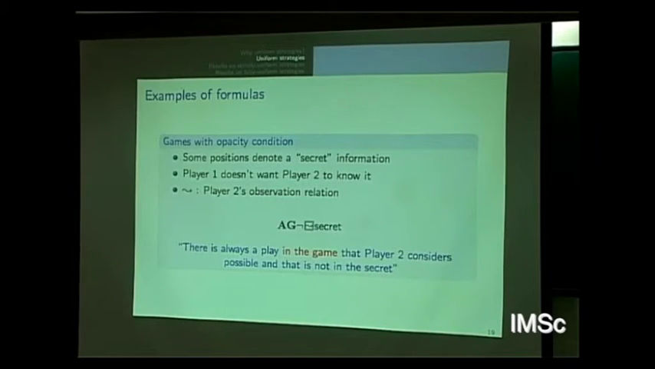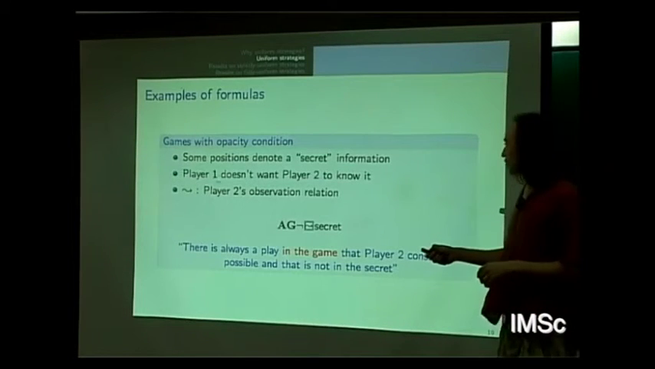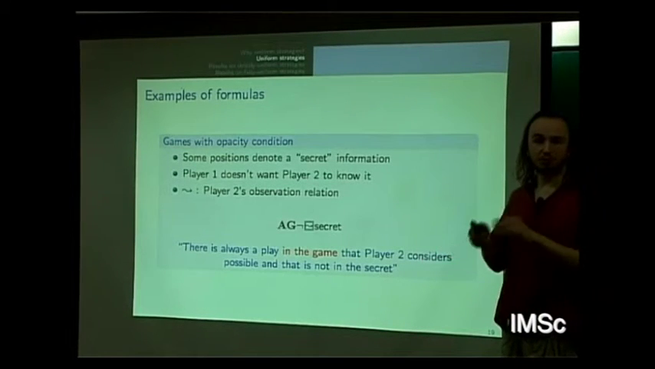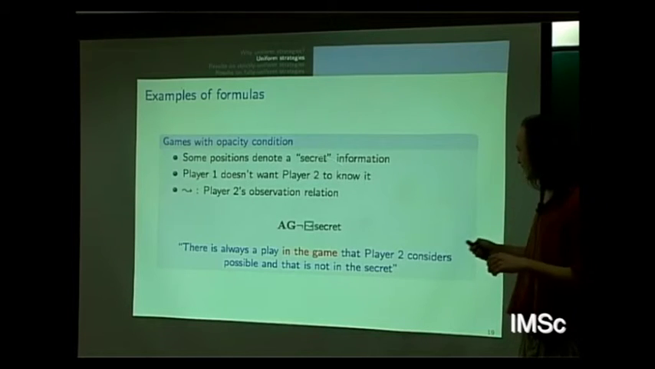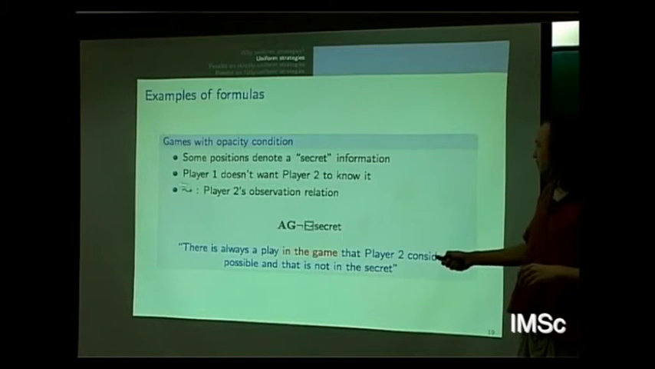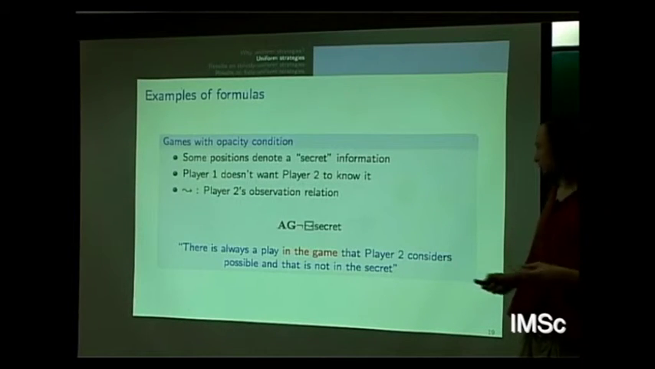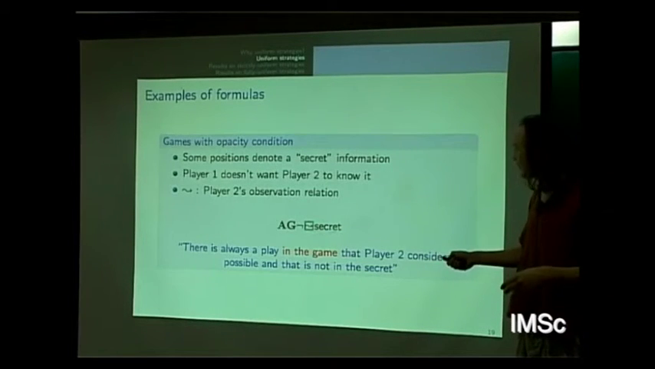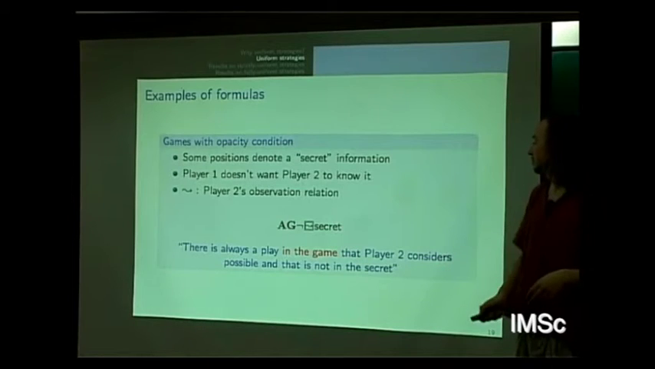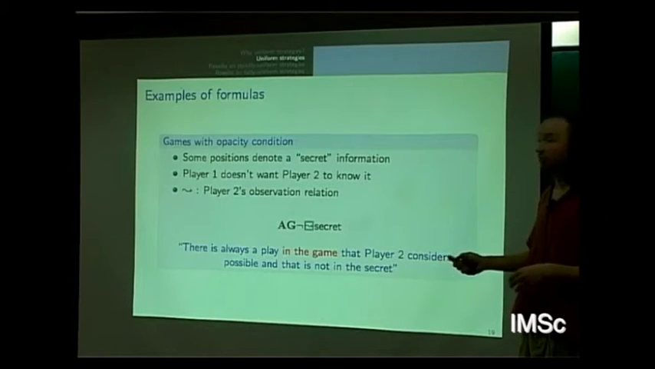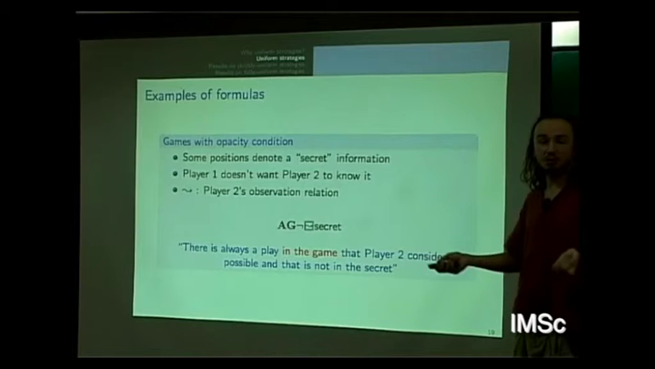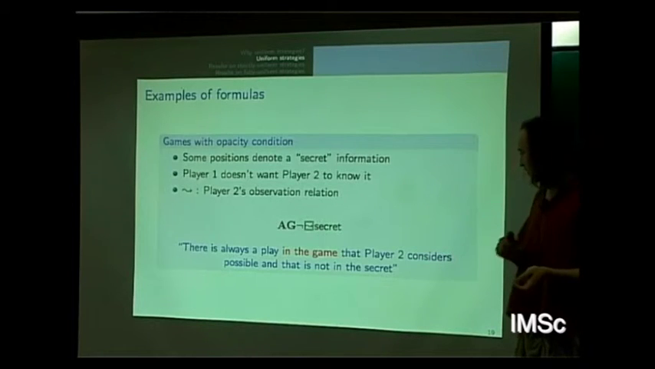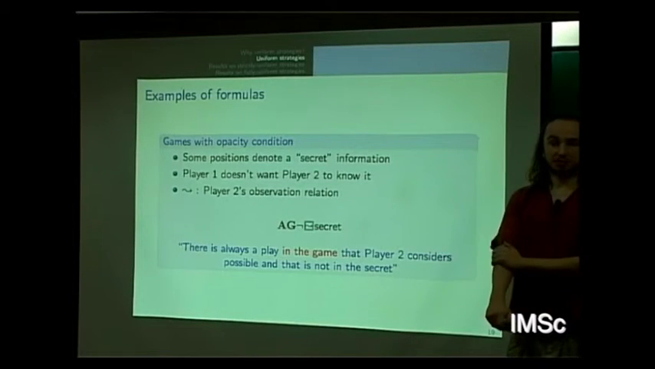So for games with opacity conditions, player 1 wants to prevent player 2 from knowing for sure that the current position is a secret. So you take this relation to be player 2's observation relation, and you take this formula that says that always it's not the case that player 2 knows the secret. So there is always one indistinguishable play that doesn't end in a secret position.